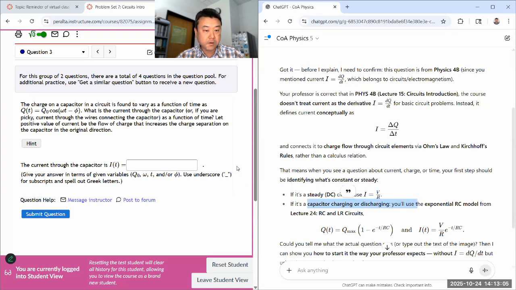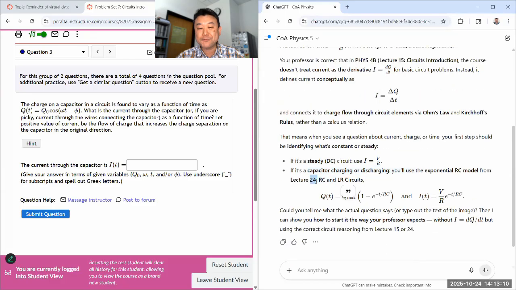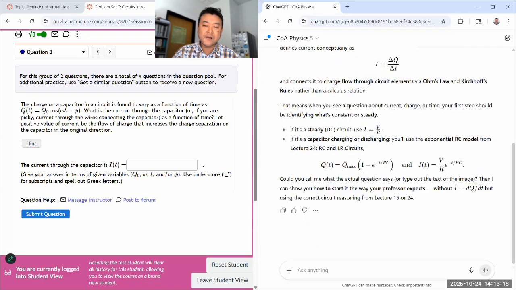Even though we are a little bit away from lecture 24, I'm actually processing the transcript for these right now, and next time I update the CoA physics GPT, I'll be including that content. Even though we are nowhere near dealing with capacitors, in this question, the question actually gave you a lot of info. It gave you the charge as a function of time, so you can take the derivative.